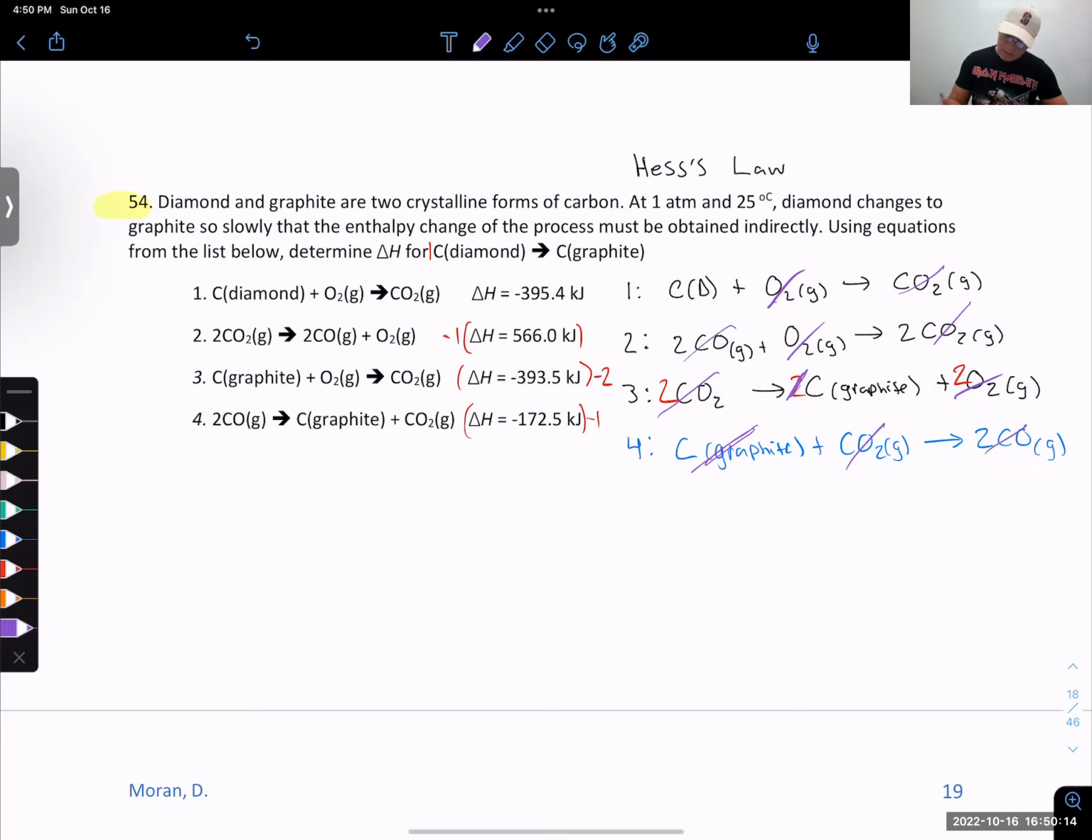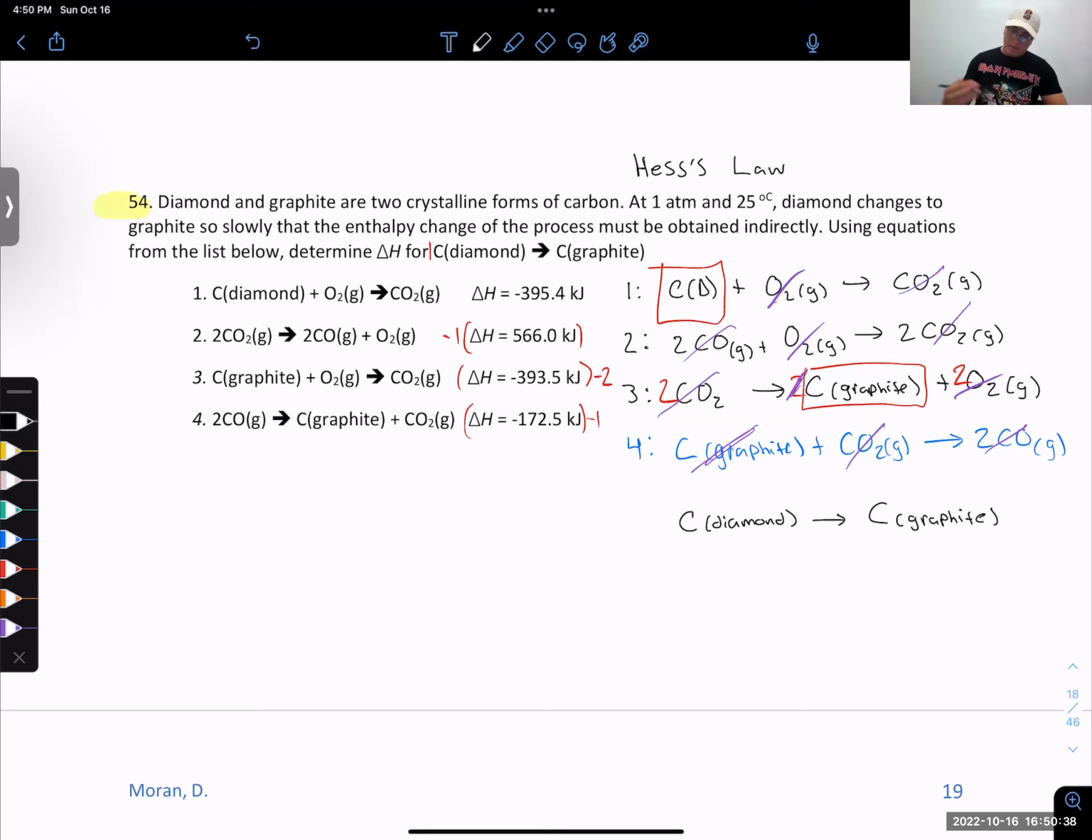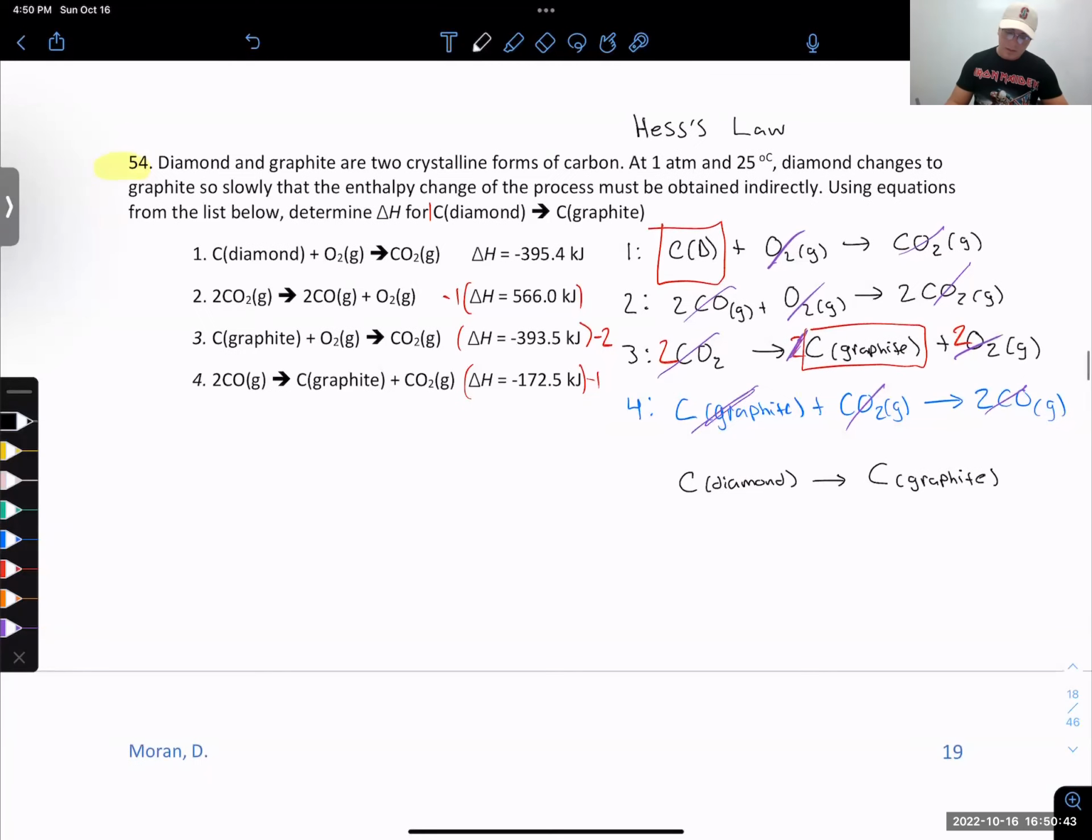Those 2 cancel out. And the only things we're left with are carbon going to diamond and then the 1 carbon graphite that did not cancel out, okay? So if we were to rewrite this, it would be carbon diamond going to C graphite. And now we know that we can find the total delta H of reaction for this reaction by adding up all these delta H's. And you have to take into account what you changed.